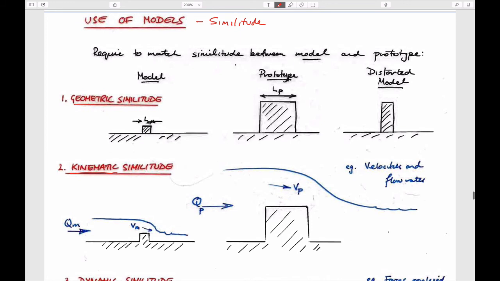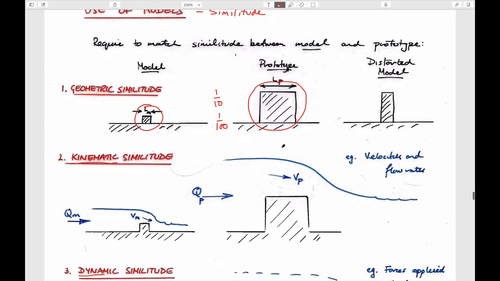So geometric similitude means that the model looks like the prototype. In other words, if it's a 1 in 10 scale model or a 1 in 100 scale model, all the dimensions are shrunk down by that magnitude. It's not distorted in some way.